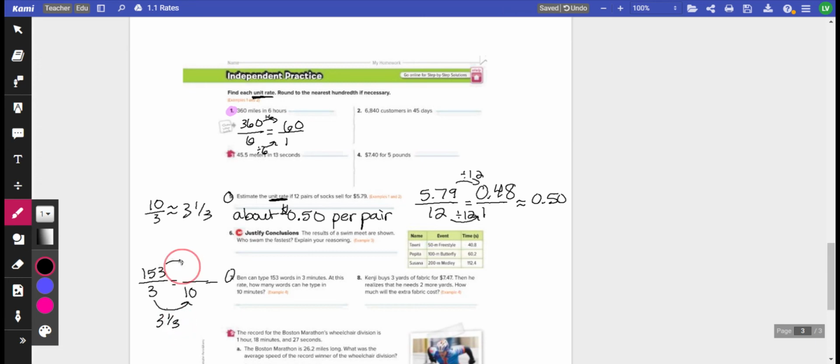So I'm going to take 153 multiplied by 3 1/3, which gives me 509.9 repeating. So I'm going to round that up and say it's 510 words in that 10-minute period.